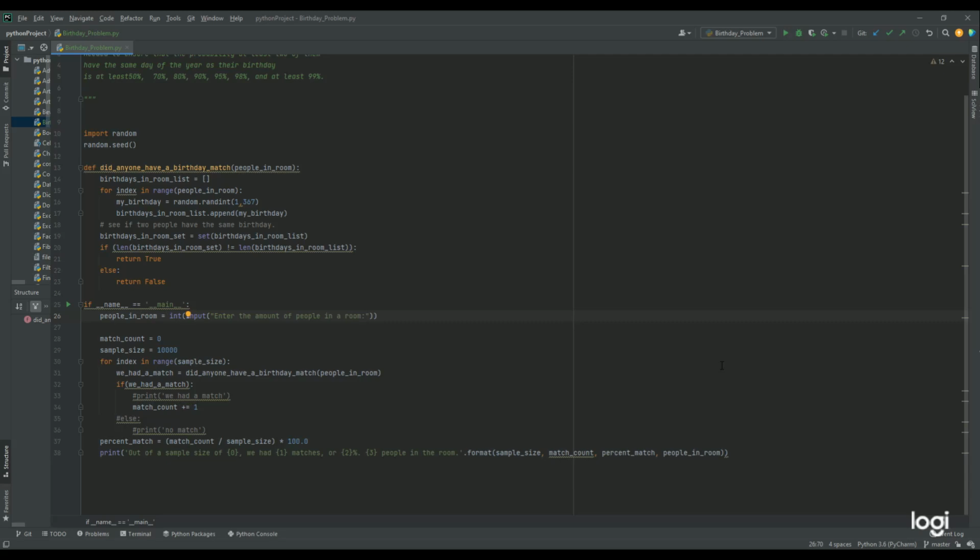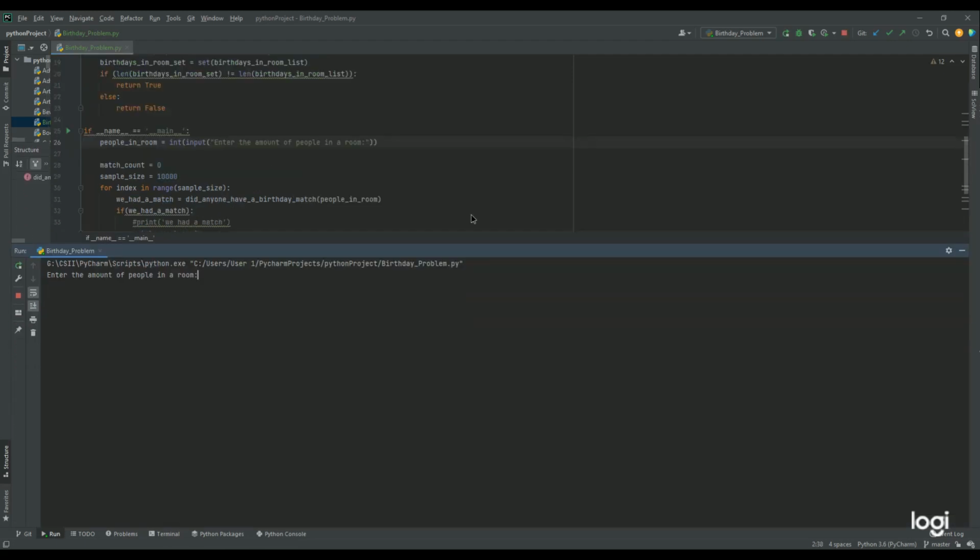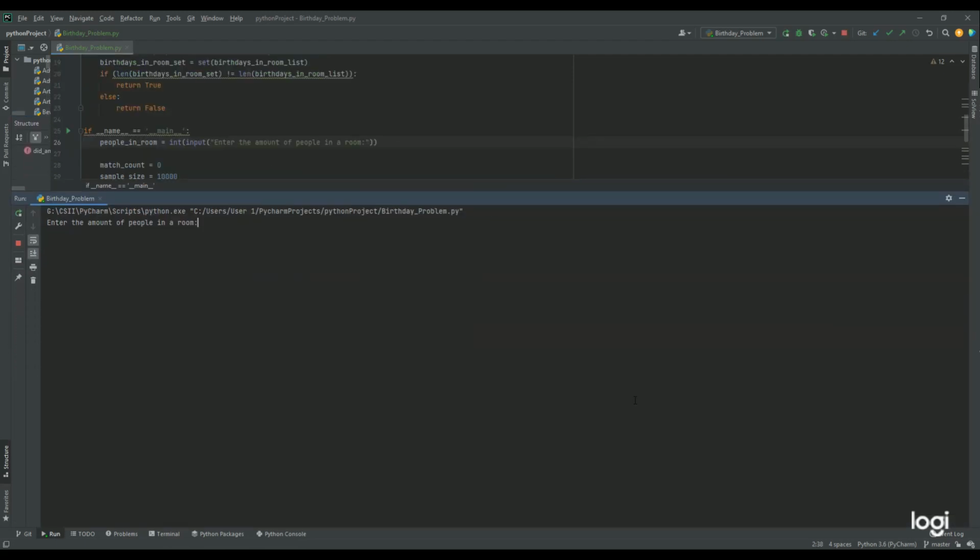So I did run some tests prior to this and found out that we do, let me go ahead and run this so you can see. Okay, right here. So we do need 23 to complete that first 50%. So if I run anything below 23, we would get numbers less than 50. So we do need 23 people in the room to at least get that 50%.